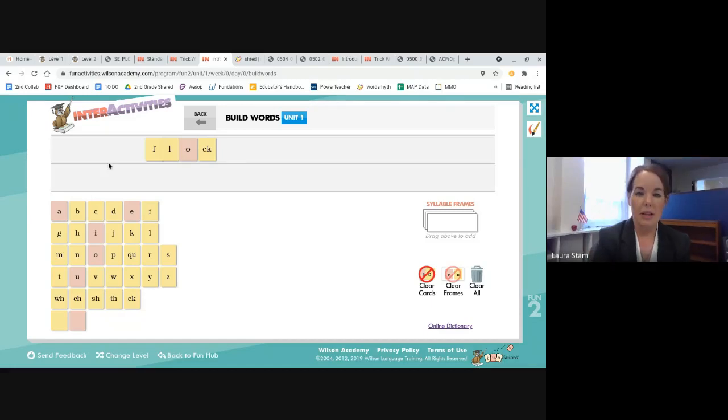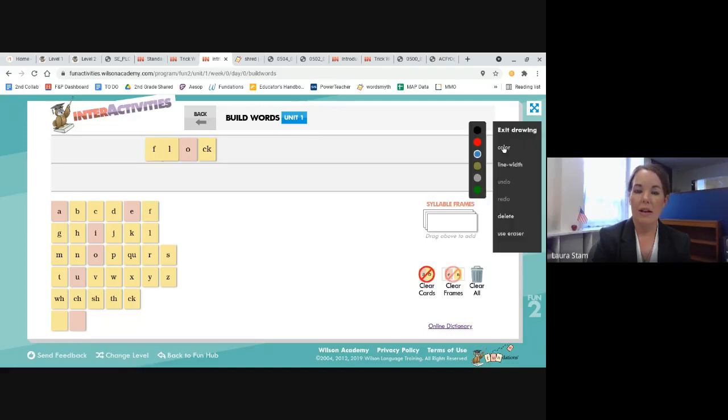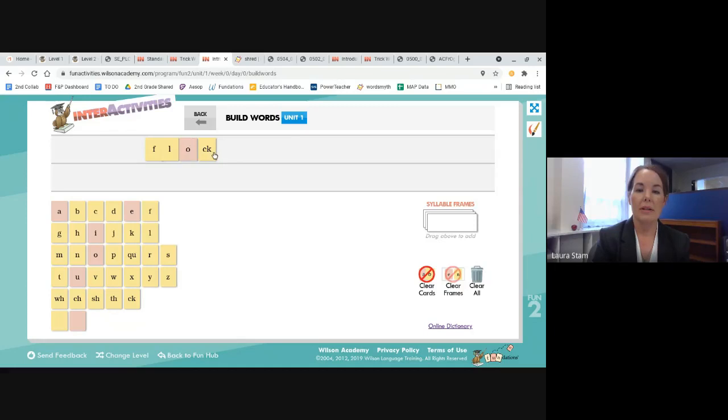Flock. So this word has a consonant blend and a digraph. So let's mark our consonant blend, 2 separate lines, and then our digraph CK. And let's talk about again our CK rule. CK comes at the end of a word after a single short vowel.